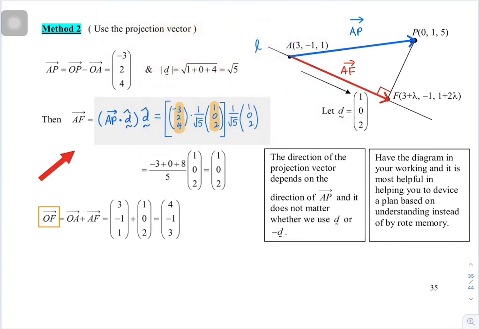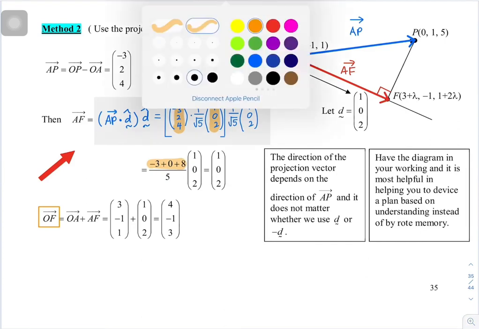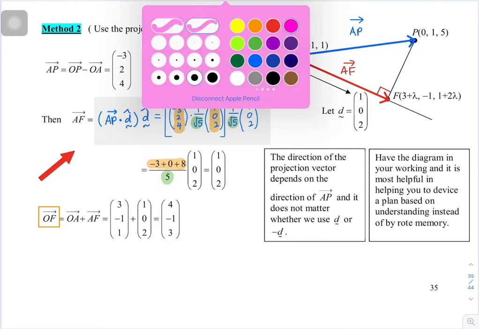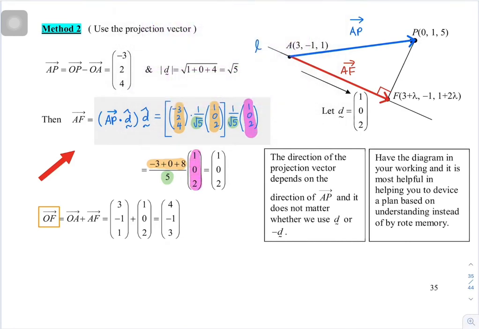this dot with this will give us this component. Root 5 times root 5 will give us this component, and therefore we are left with this component over here, right? So the vector AF will now be reduced to the column vector (1, 0, 2). From there we can therefore find the position vector of F according to this relationship.